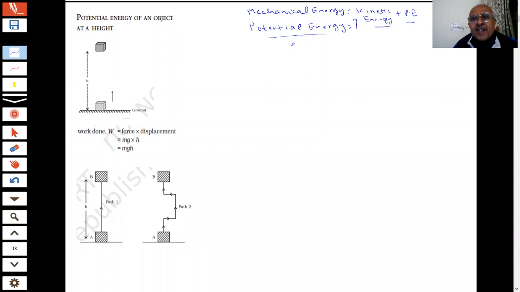Sir, potential energy is possessed by an object by virtue of its position or configuration. Yes. And it is a relative term which can be chosen to reference the position where it is zero. Yes, very good answer given by Vidhi.